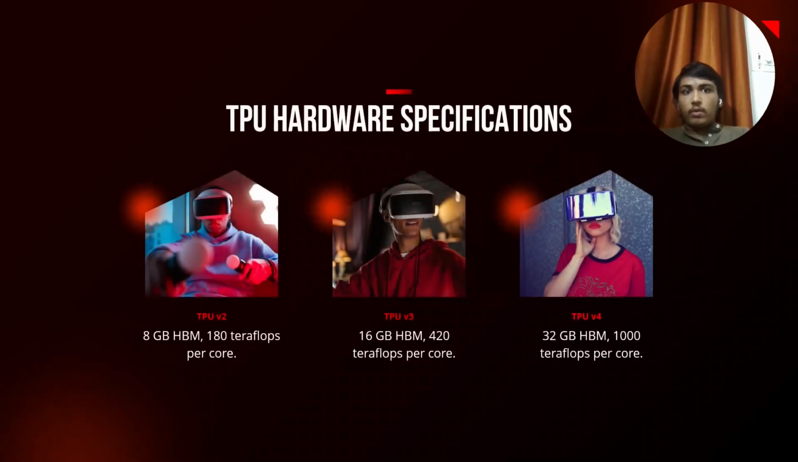TPU hardware specifications. Version 2 has 8 GB of high bandwidth memory and 180 teraflops per core. Similarly, version 3 has 16 GB HBM and 420 teraflops per core, and version 4 has 32 GB HBM and 1000 teraflops per core.